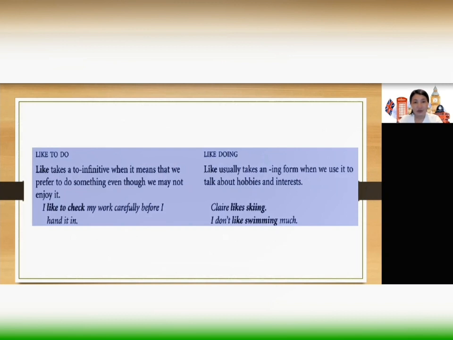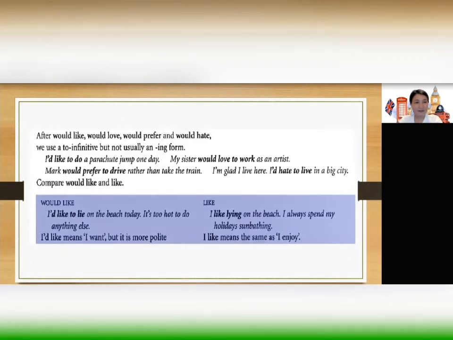And when we put a verb with ing form after the verb like, it usually takes an ing form when we use it to talk about hobbies, interests, routines, some habits. For example, Claire likes skiing. Or I don't like swimming much. Here we talk about some habits.